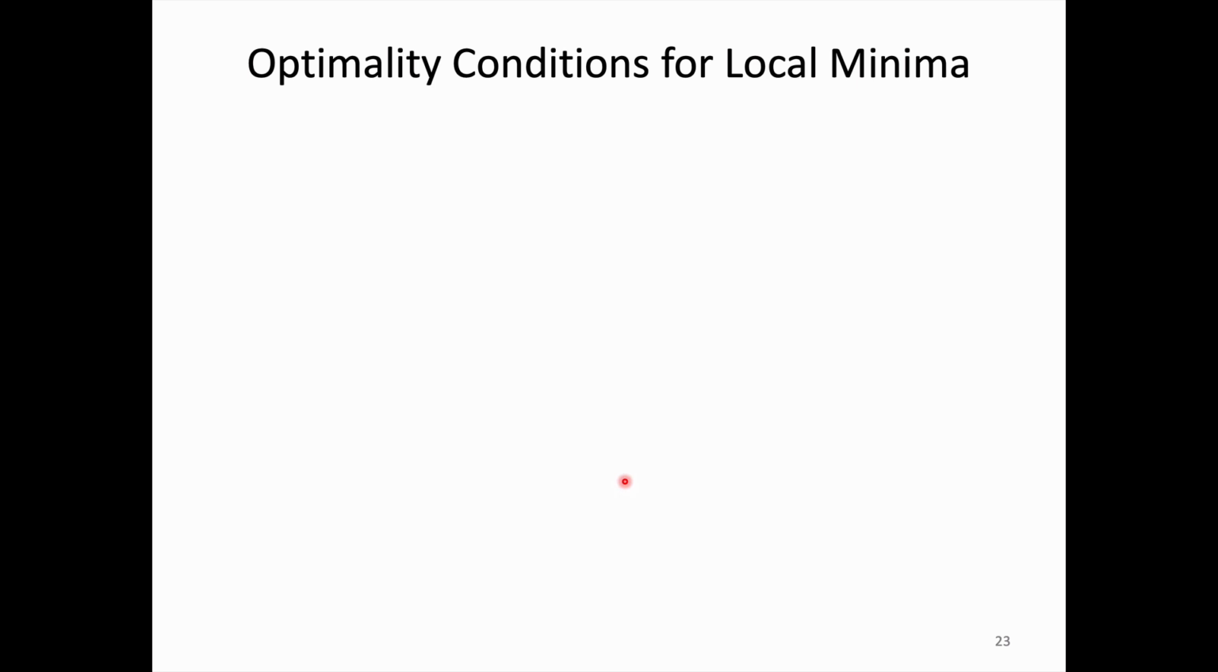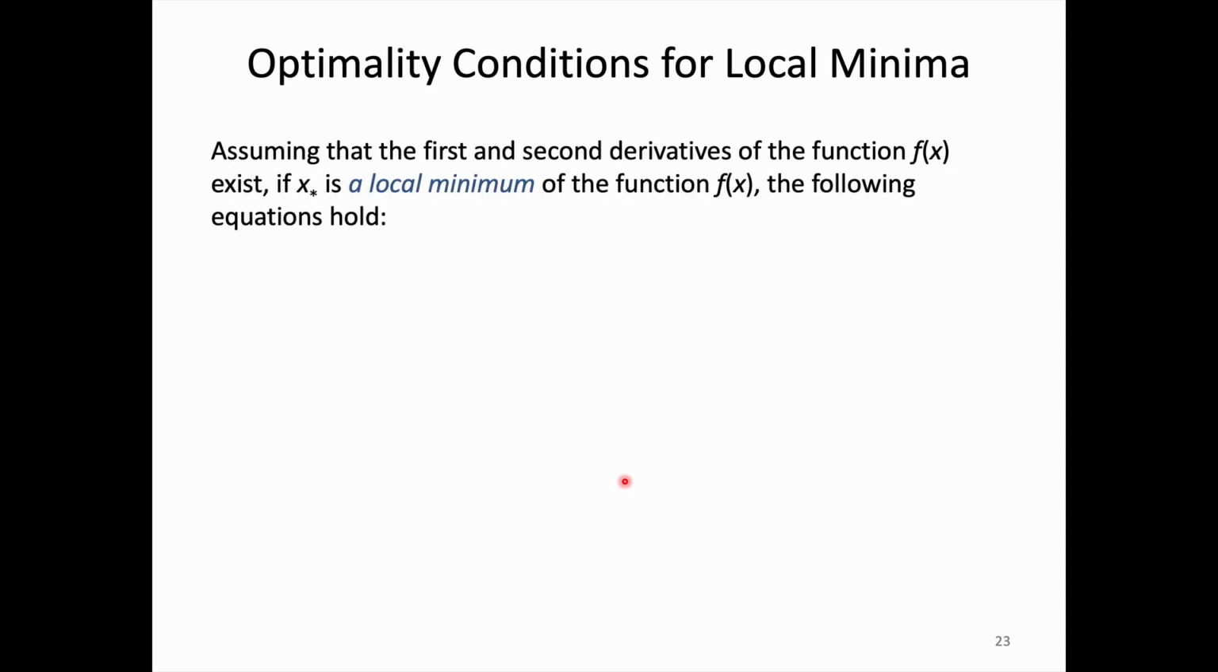Optimality conditions for local minima. Assume that we have first and second derivatives that exist for a function f of x, and let's suppose this is a case where x is a scalar. This is a univariate function f. And suppose we have a point x star that we are saying is a local minimum of the function f. If it is a minimum, then the following equations hold.